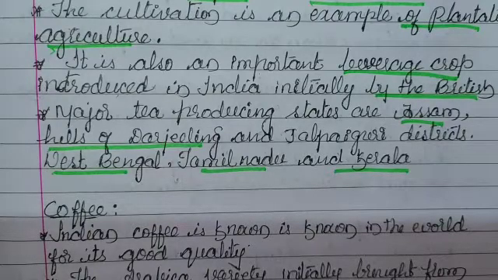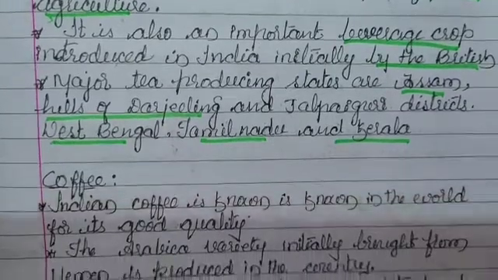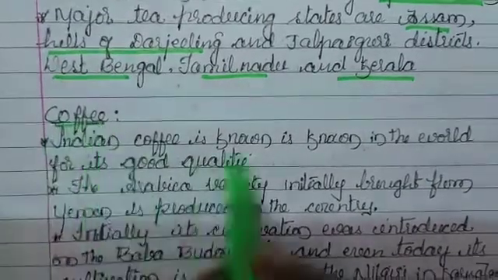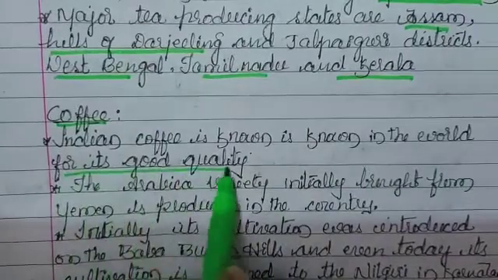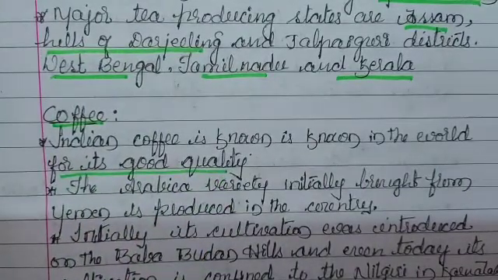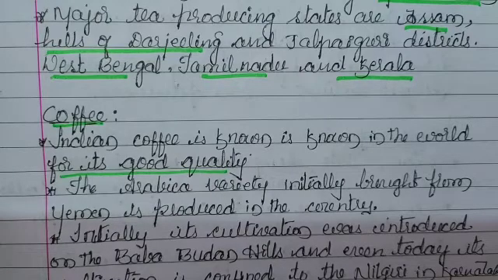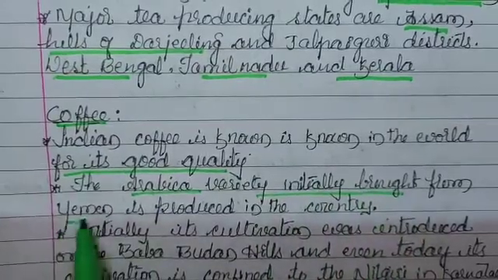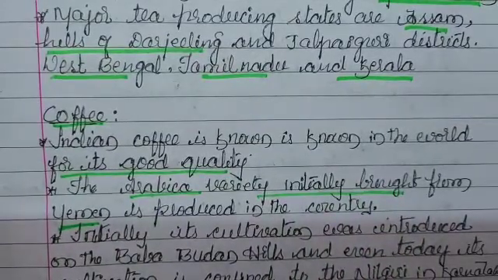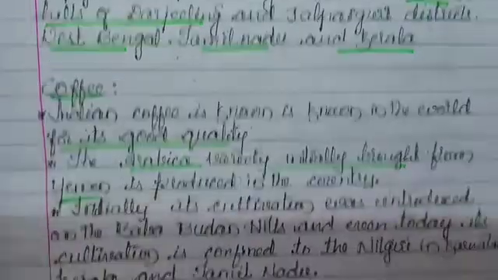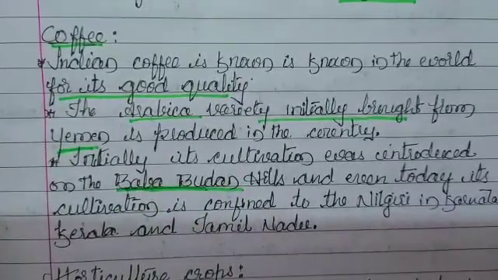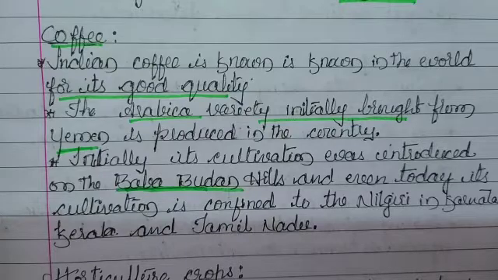India is known for its good quality coffee. Indian coffee is known in the world for its good quality. The Arabica variety was initially brought from Yemen. Its cultivation was first introduced in Karnataka, in the Baba Budan Hills, famously Baba Budangiri Hills. Even today cultivation is confined to the Nilgiris in Karnataka, Kerala and Tamil Nadu.